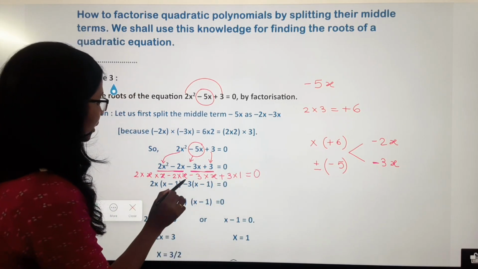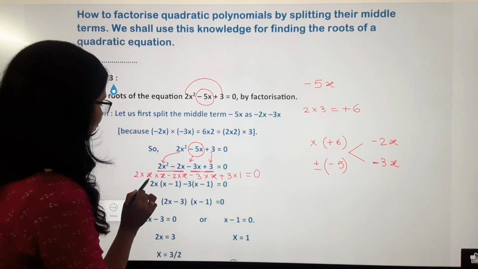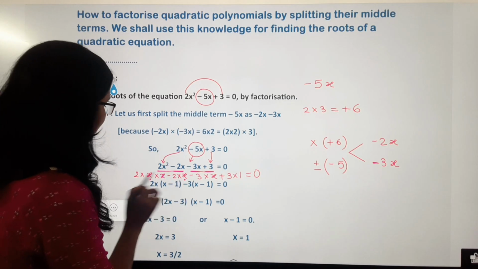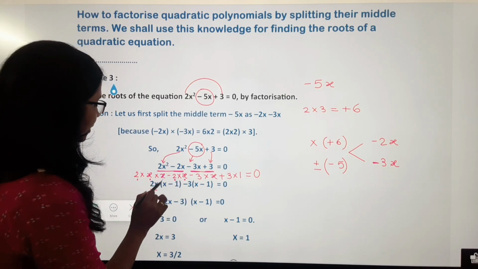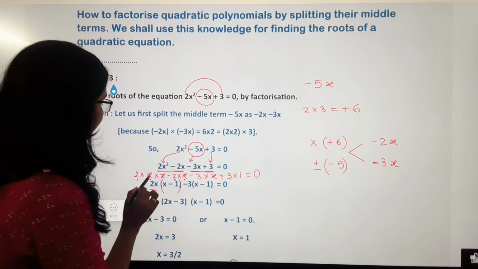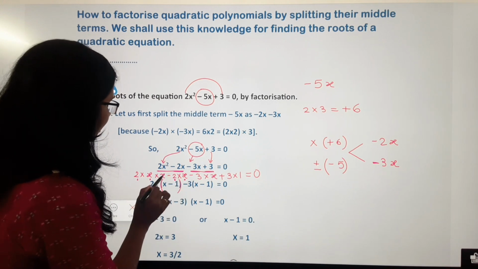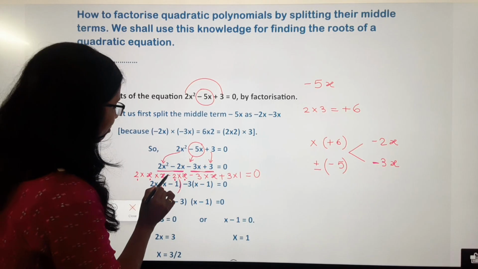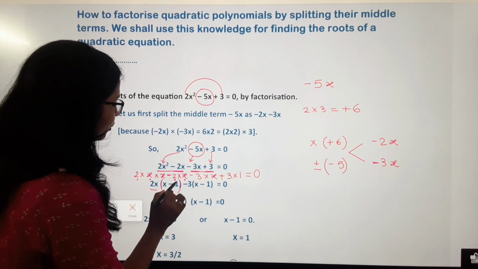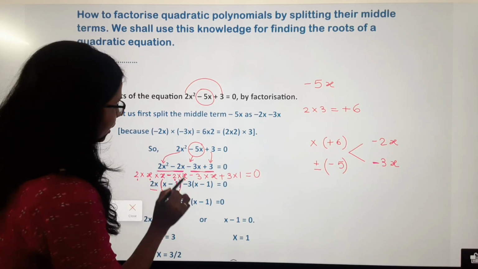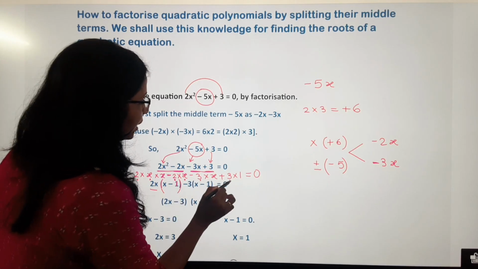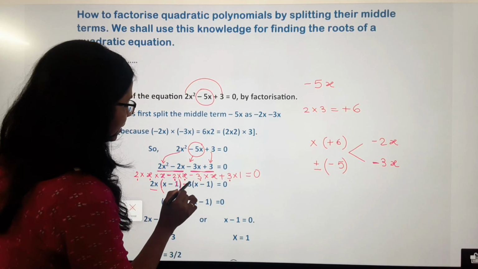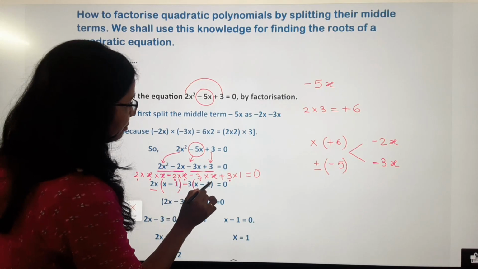So here the common from this first group: x is here, 2 is here, 2 is here. So common is 2x, and in the bracket we write the remaining factors. The remaining factors are x minus, and here nothing is there, so write 1. Okay. So now from this second group, 3 is here, 3 is here. So here we write minus 3 in the bracket, the remaining terms.